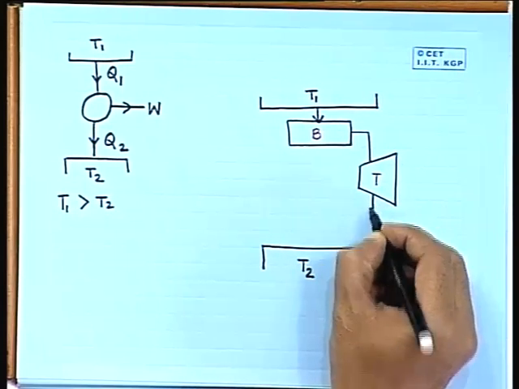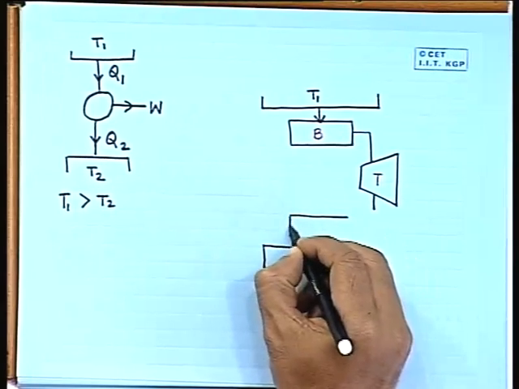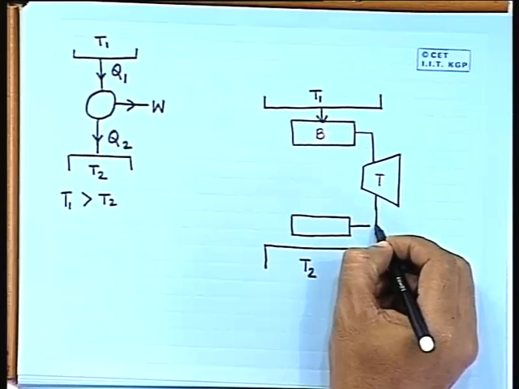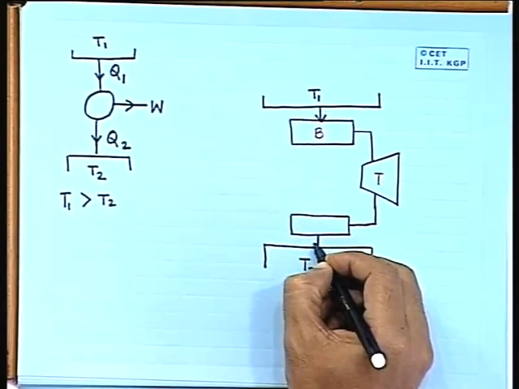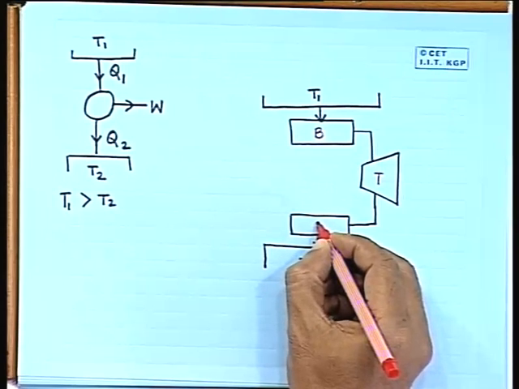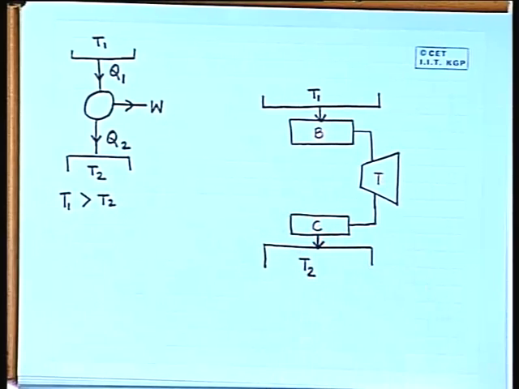In the next step, we will have another component where heat has to be rejected to the low temperature sink, and here also this heat rejection should take place at constant temperature, or isothermally, and this can be done through a condensation process. So, the next component we can denote as a condenser. So, here we are having a condenser.